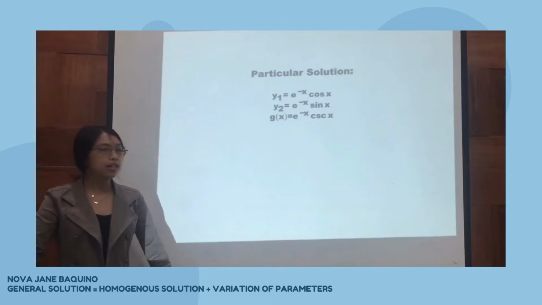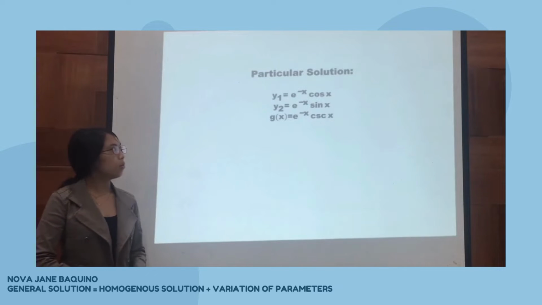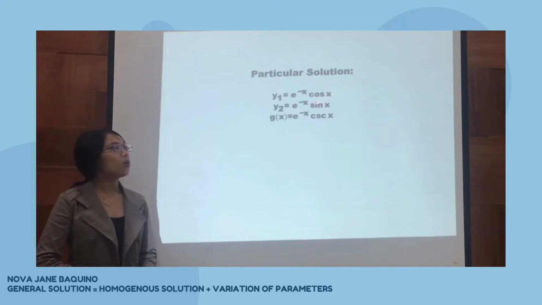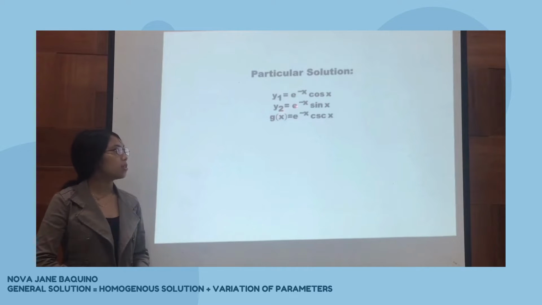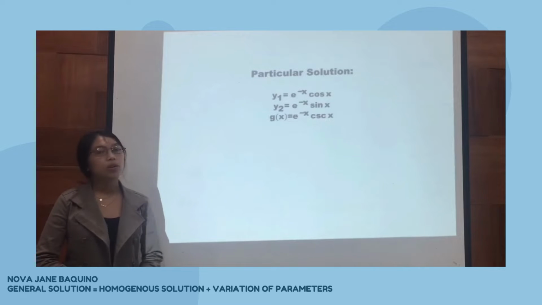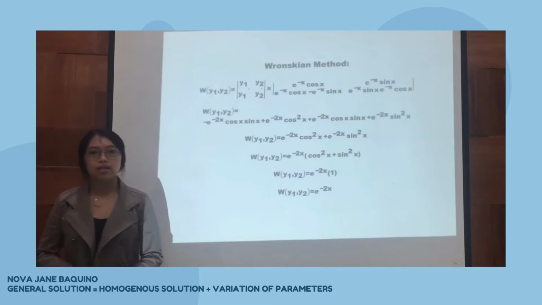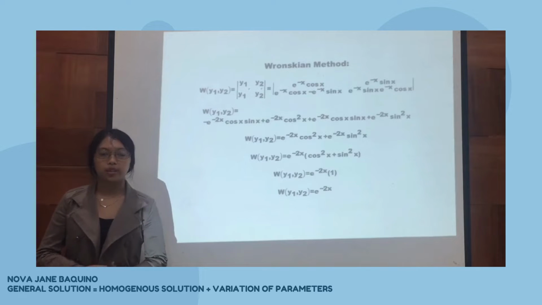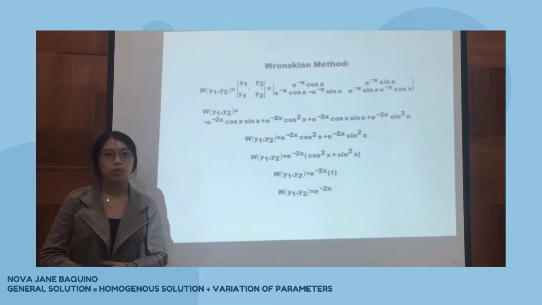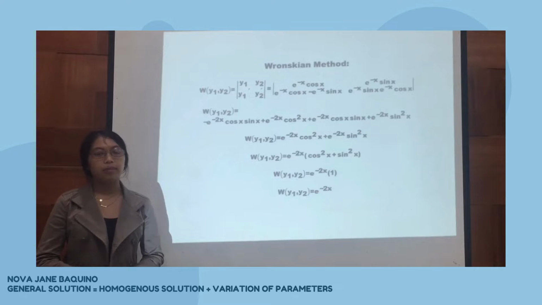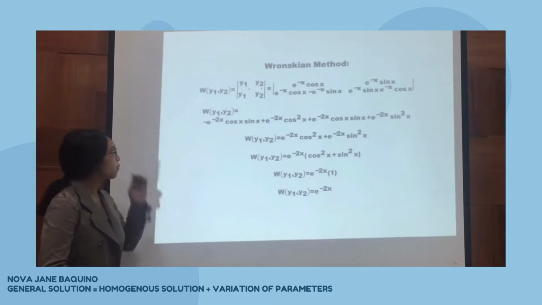So we have the particular solution, where y sub 1 is equal to e to the negative x cosine x, and y sub 2 is equal to e to the negative x sine x, and we have the g of x, which is e to the negative x cosecant x. So we use the Wronskian method in order to get the u sub 1 and u sub 2, which we need for the particular solution.